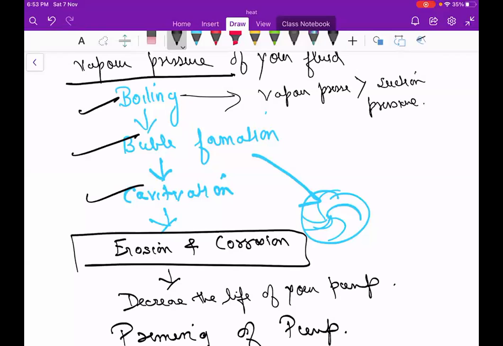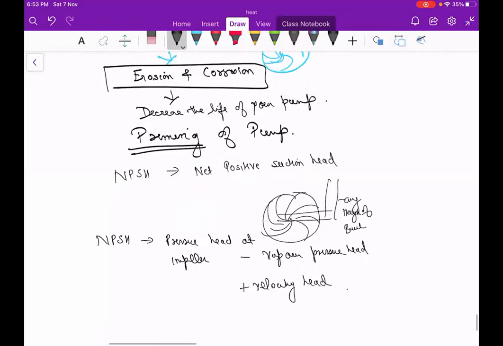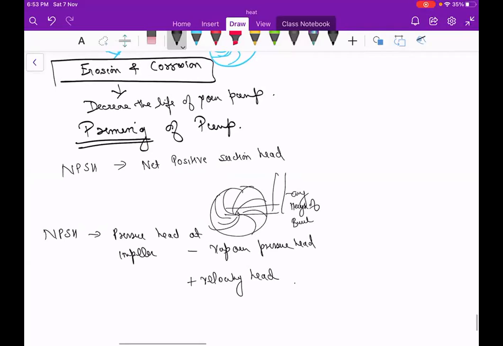Okay, so you can write these points actually. Okay, you can write this point. It will decrease the life of your pump, and that is the priming of the pump. So what is priming basically?